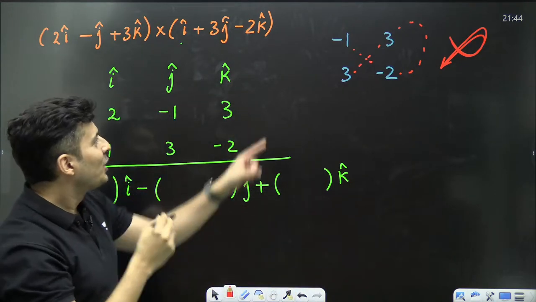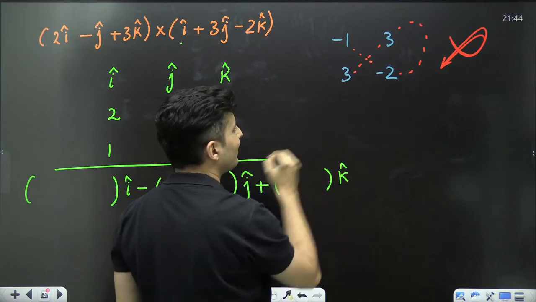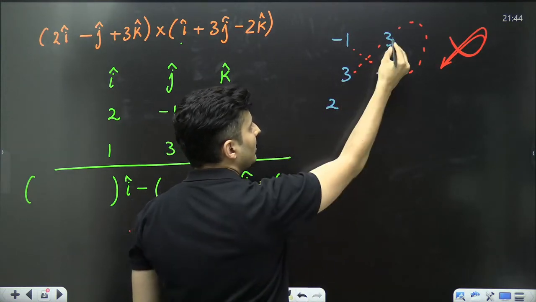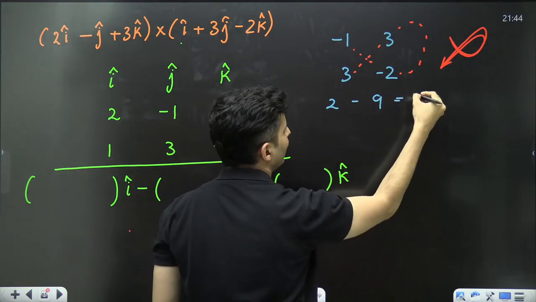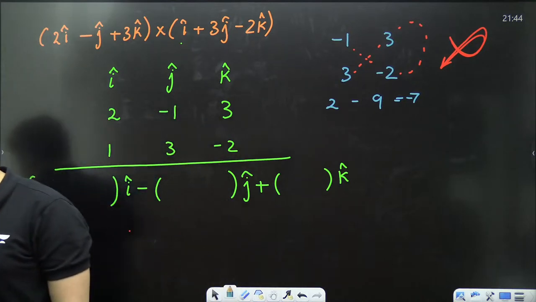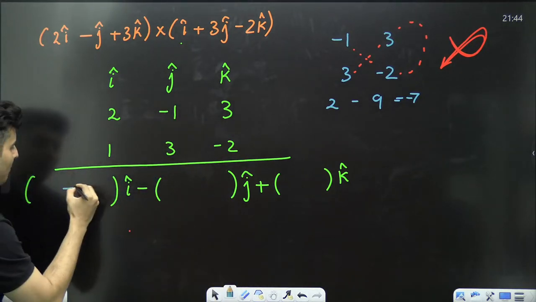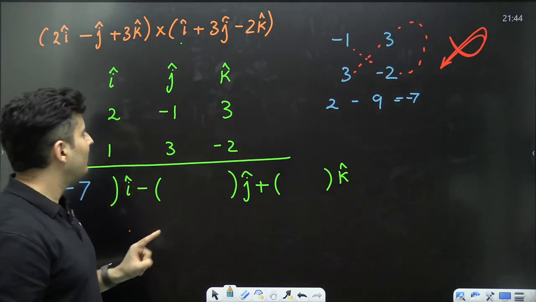Are you able to see that? So minus 1 into minus 2, guys, is 2. 3 into 3 is 9. So 2 minus 9. What is it, guys? Minus 7. Got it? So hence, you will put minus 7. That's all. Okay, now let's go to J.